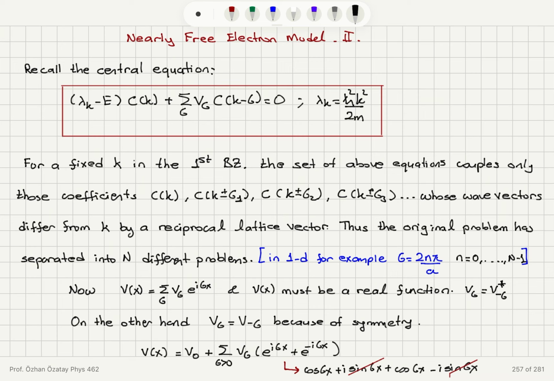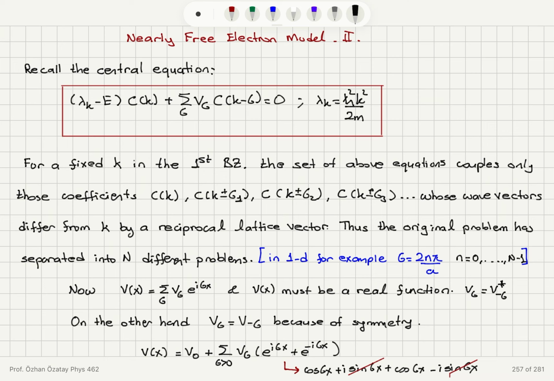Now the potential is a periodic potential in the Bloch theorem, and that's a sum over g of V_g e to the i g x. And potential energy must be a real function, so the Fourier coefficients must be equal to their complex conjugates. And at the same time, because of symmetry in the problem, whether I go in plus g or minus g, the potential profile shouldn't change, so V of g must be equal to V of minus g.